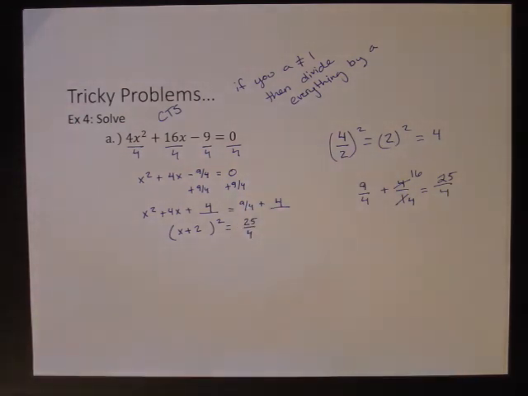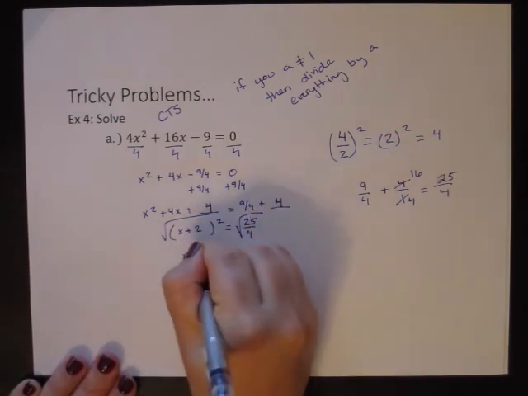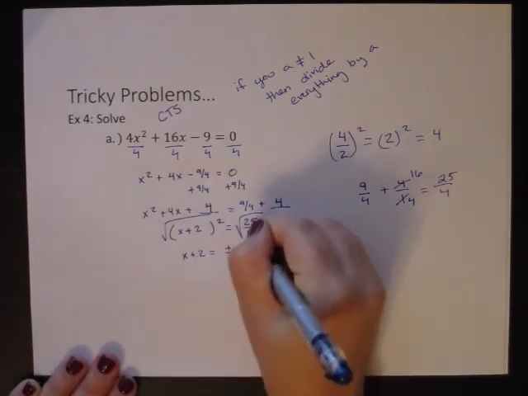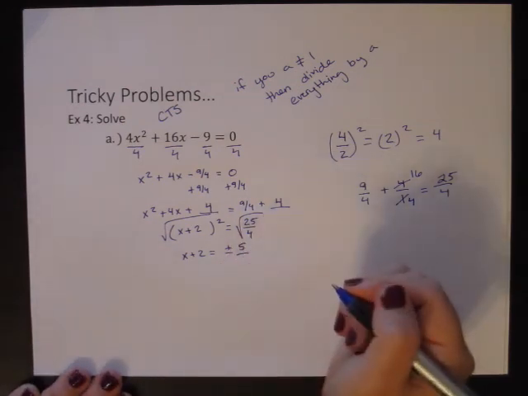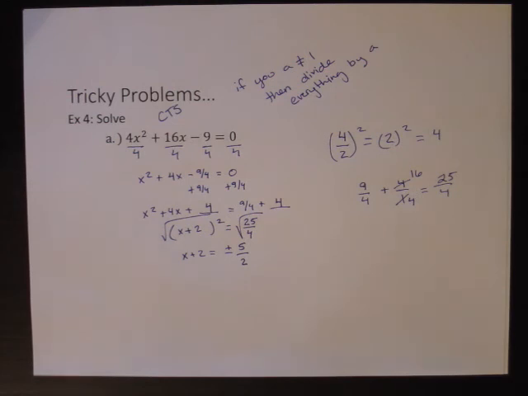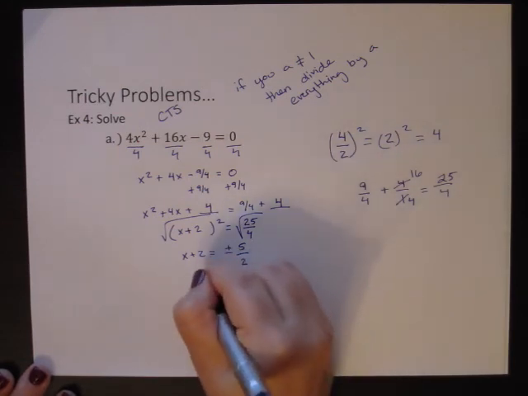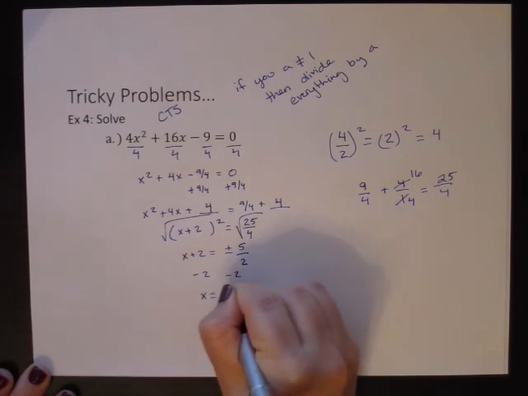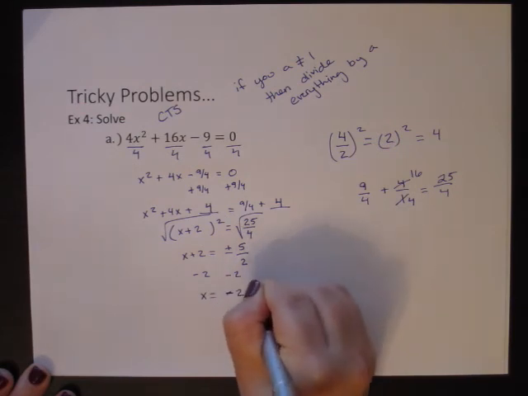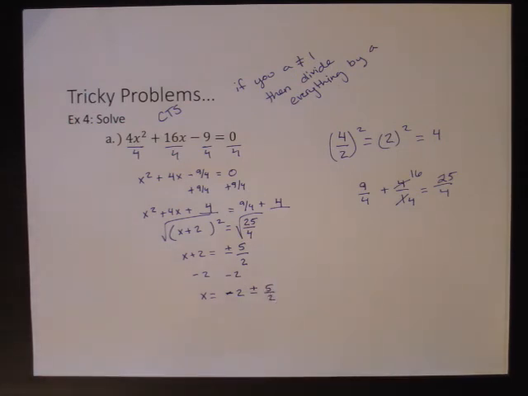Okay, now I can do my square root property, so I take the square root on both sides, so I'm left with x plus 2 equals plus or minus square root of 25 is 5, square root of 4 is 2. Okay, and then I've got to get the x by itself, so I subtract 2 from both sides. So I got x equals negative 2 plus or minus 5 over 2.